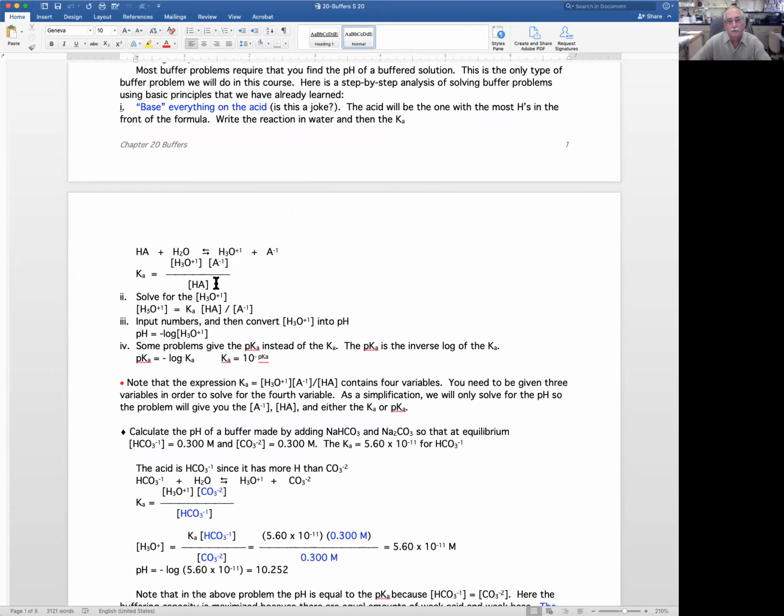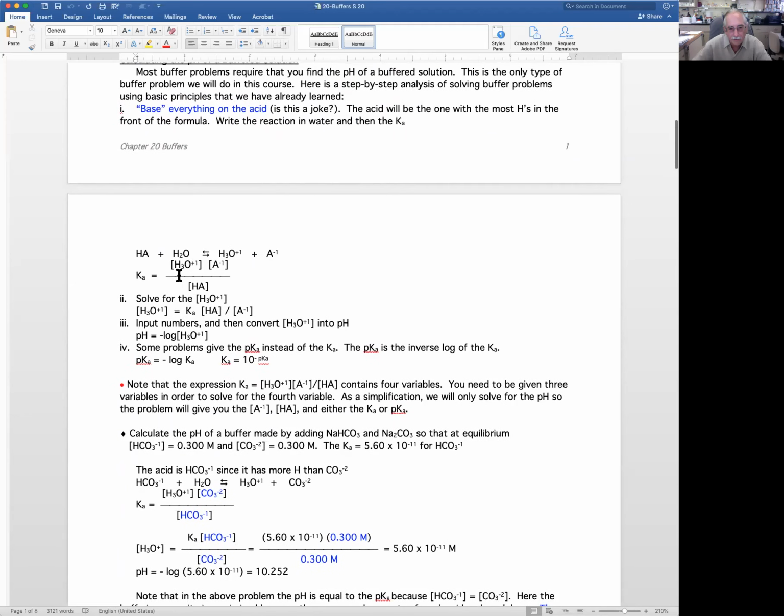And what do we really want? We want to get the pH. So we need this value right here. So all we're going to do is take this expression for equilibrium, algebraically solve for the hydronium ion. And then all we have to do is input the numbers. To get this, I would need the Ka, concentration of the acid, the concentration of the base. And to get the pH, simply the negative log of that value.